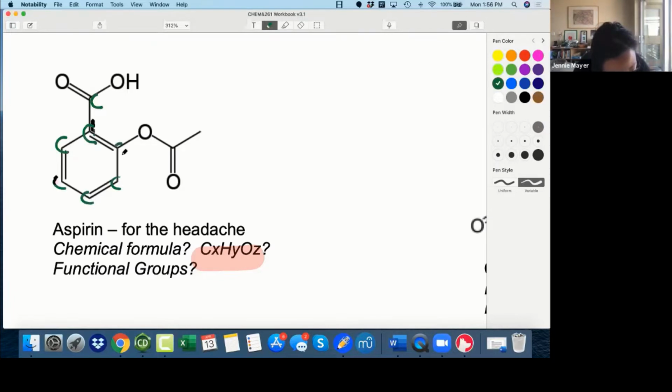Okay, so we have 6 in the ring, 7 up here, 8, and 9. Yeah, 9 carbons. And then let's figure out the hydrogens.